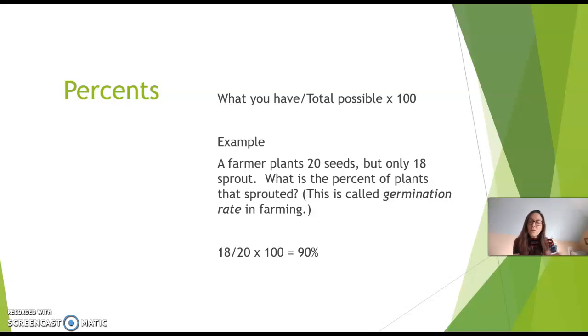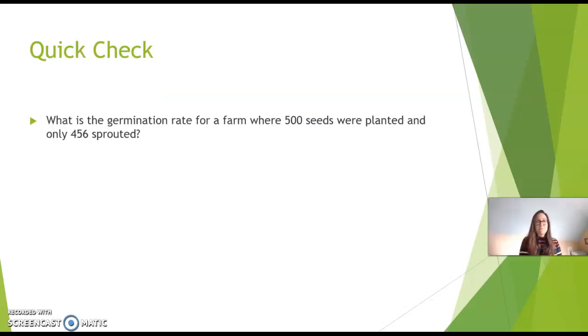And so we can compare germination rate for different varieties. We can compare germination rate under different environmental conditions, and this could help us to be better growers. So in this case, we have 18 as what we have, divided by 20, what was possible, times 100, and that gives us 90%. So in this example, we have a 90% germination rate. Germination rate can vary depending on the batch of seeds that you're using, or, like I said, environmental conditions. So it's important to keep track of it and record your germination rates.